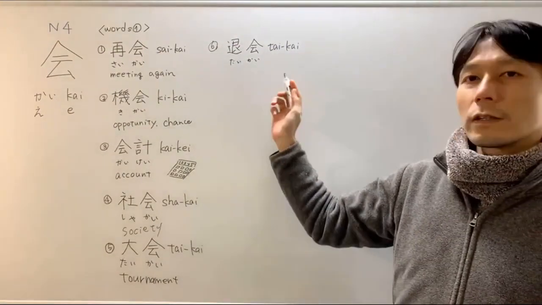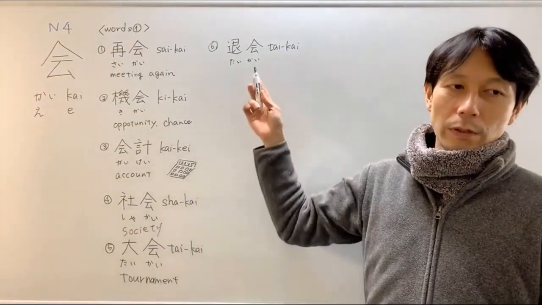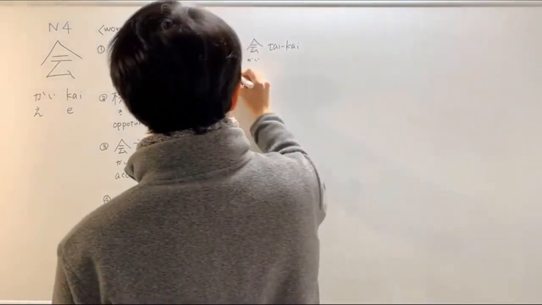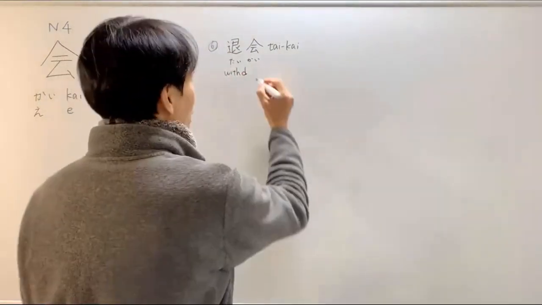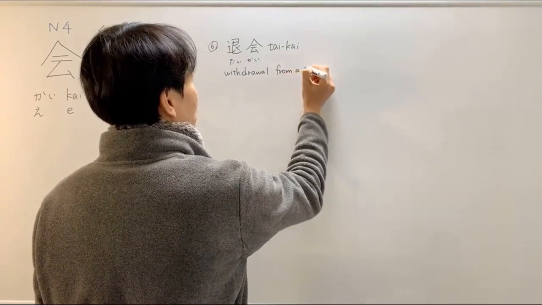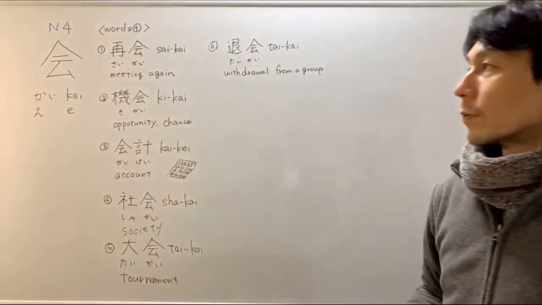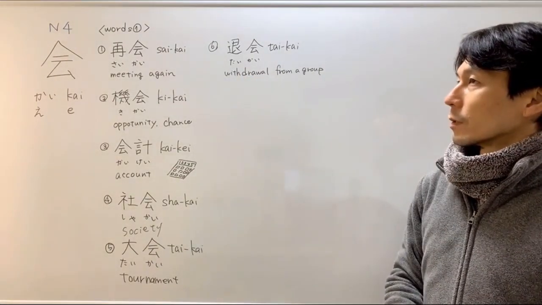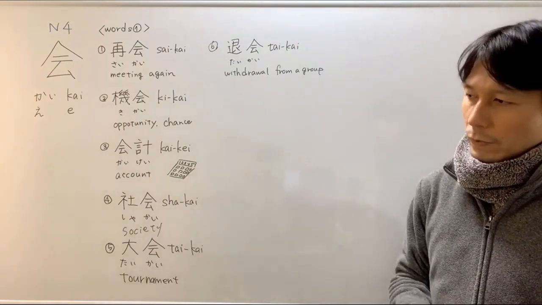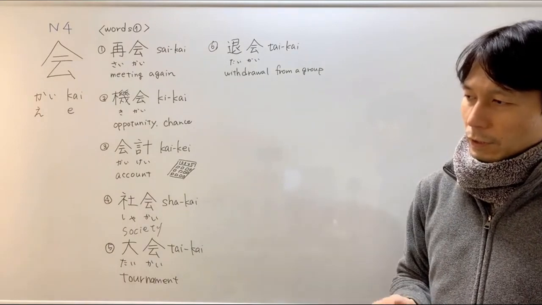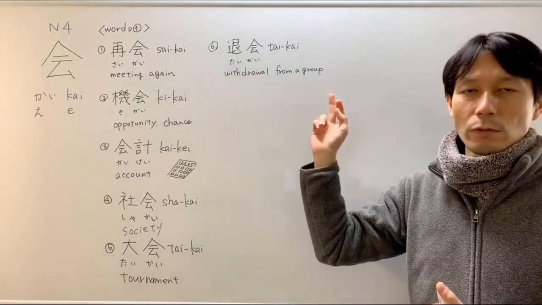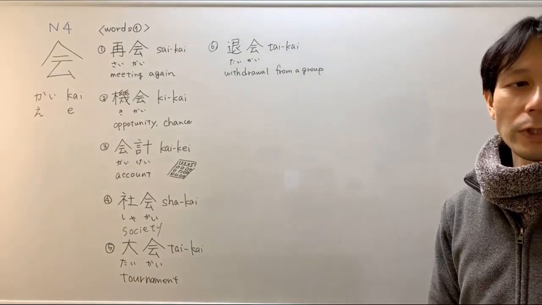Number six, taikai, in the same pronunciation, and it means withdrawal from a group. Tai means go back, and kai means event or conference. So taikai means withdrawal from a group, right? And so on.